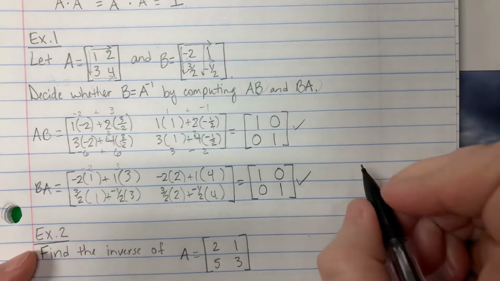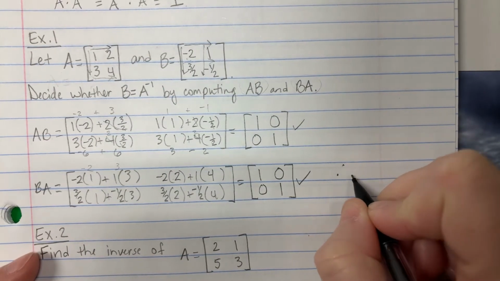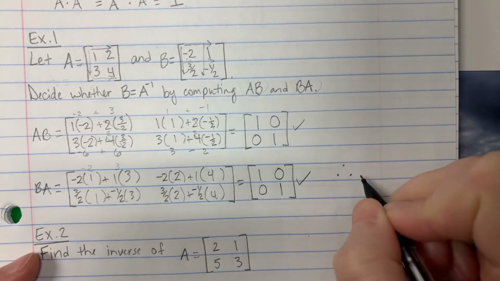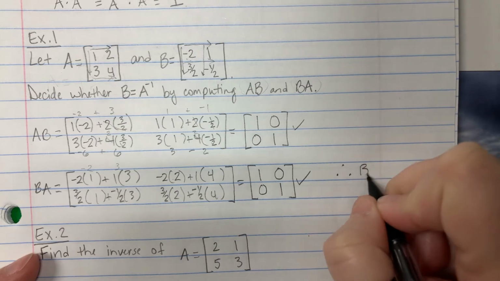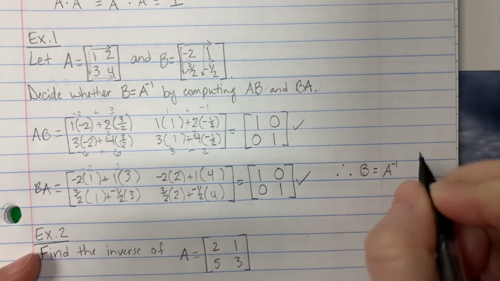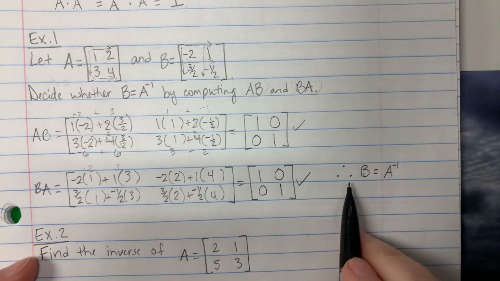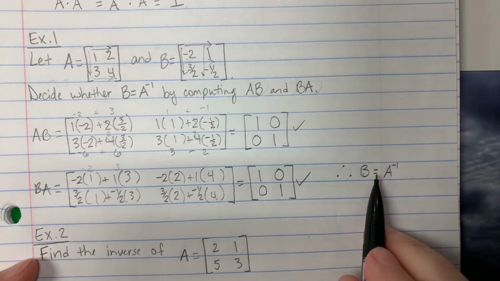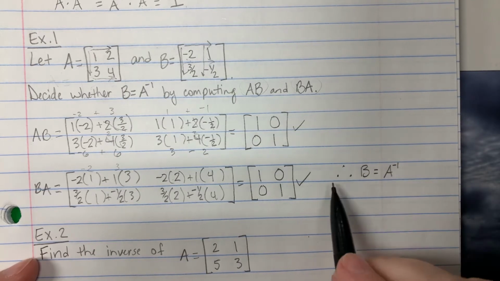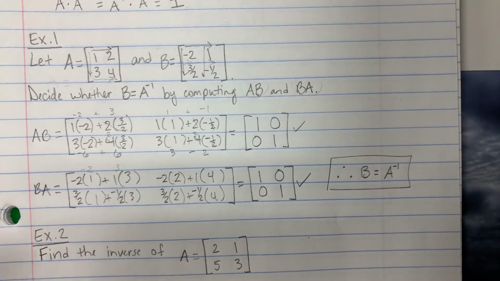Sometimes they'll give you this terminology right here where they say, like, therefore B equals the inverse of A. This is like your conclusion. So therefore, B does equal the inverse of A. So this is my conclusion.